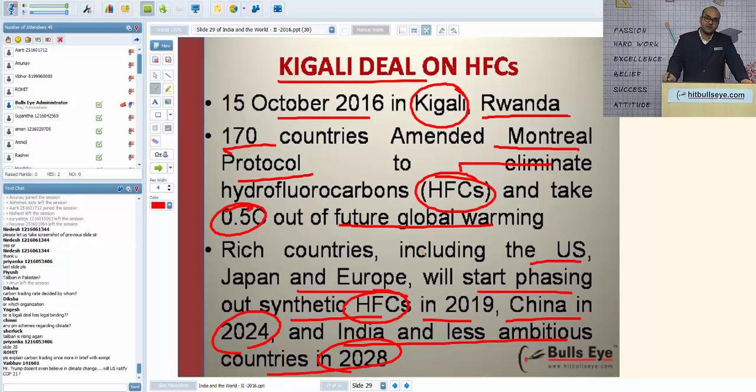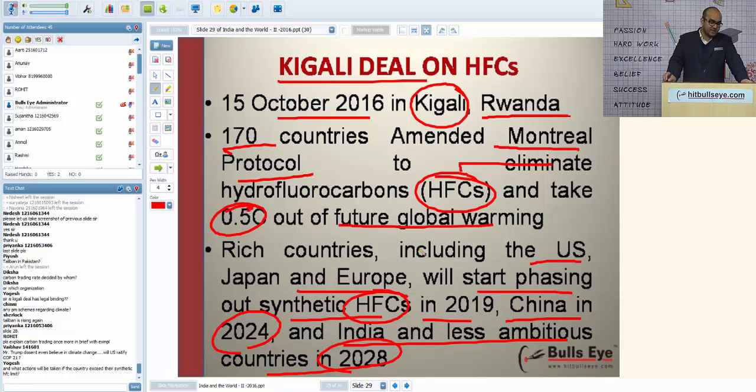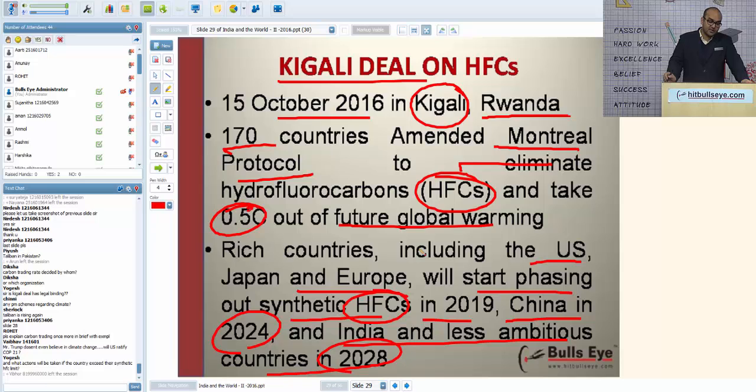Diksha, these rates are decided by the UNFCCC itself and the trading countries amongst themselves. Yes, Yogesh, Kigali deal definitely has a legal binding.